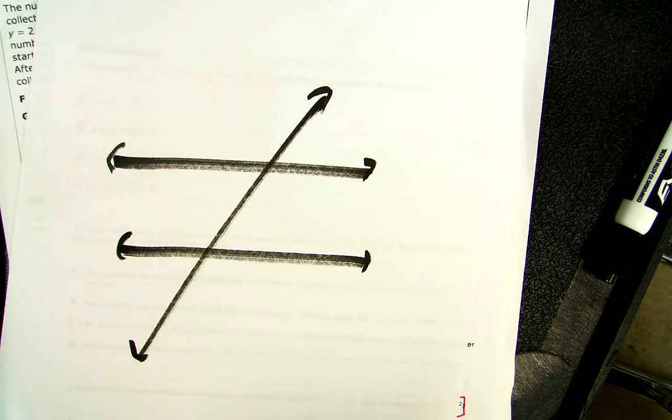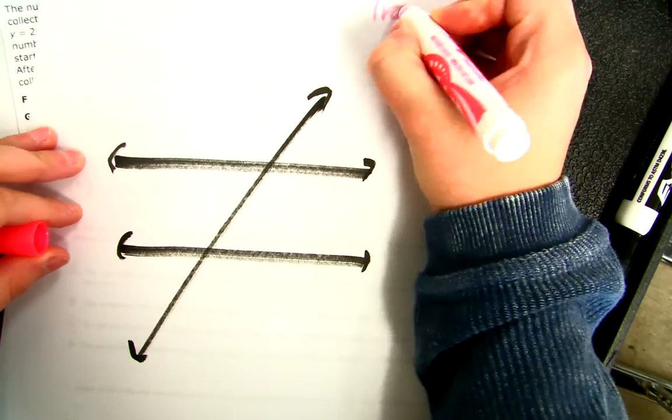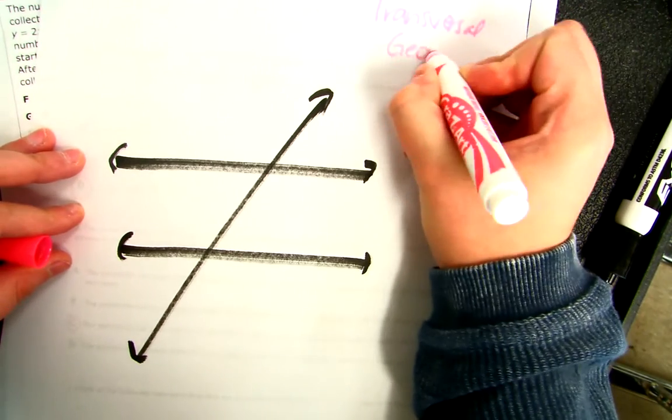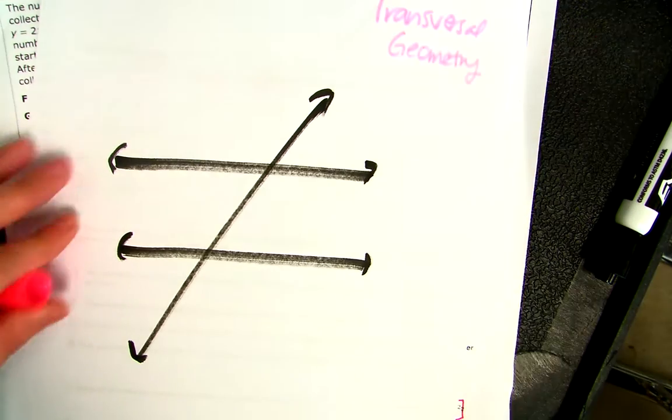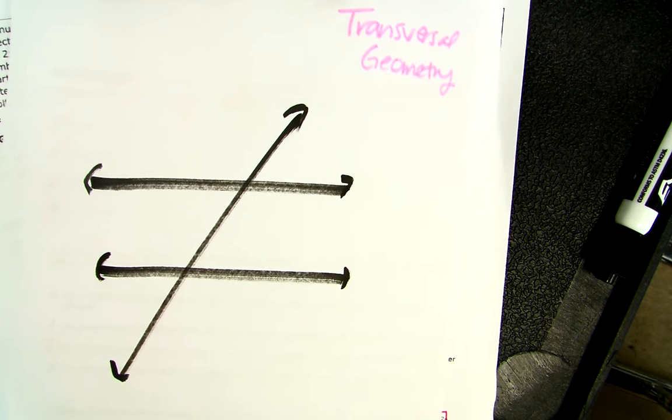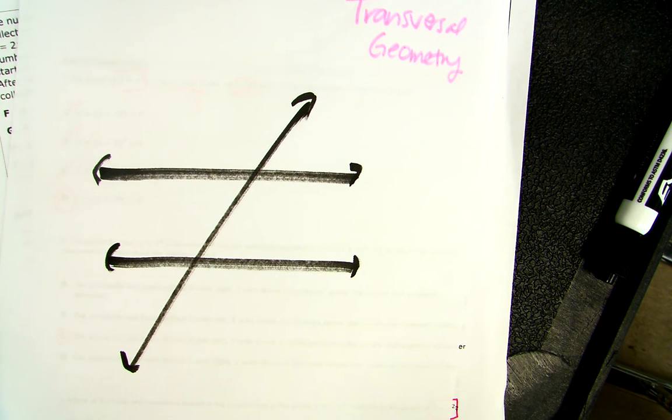Hey guys, I'm here to tell you a little bit about transversal geometry. You should have just watched a video that explained it from Khan Academy, but I wanted to lead you through an activity where you color code. So I'm going to lead you through an activity where you color code what's going on.